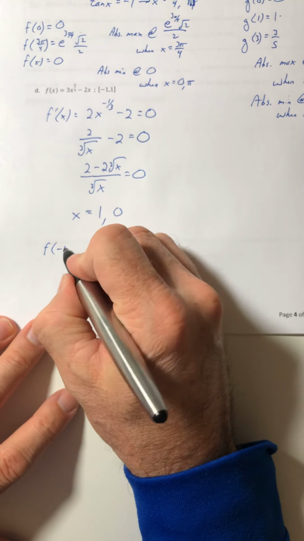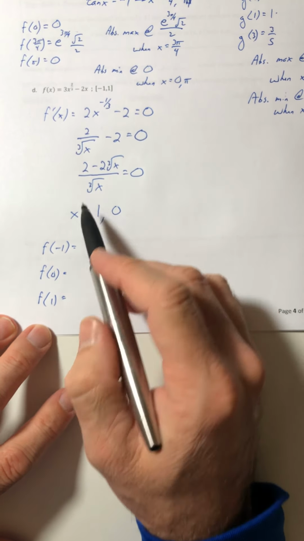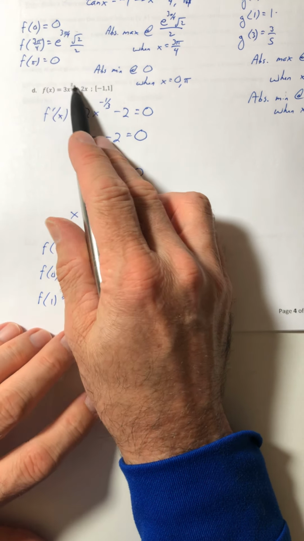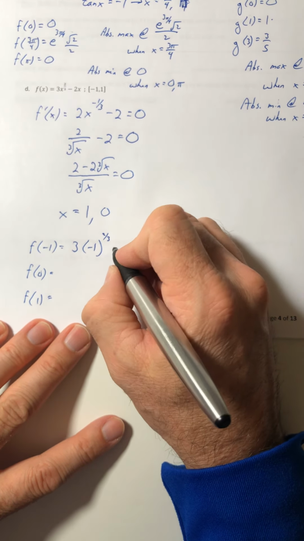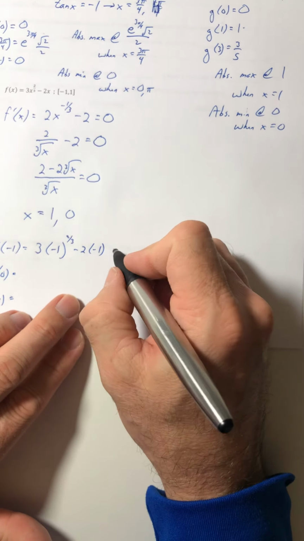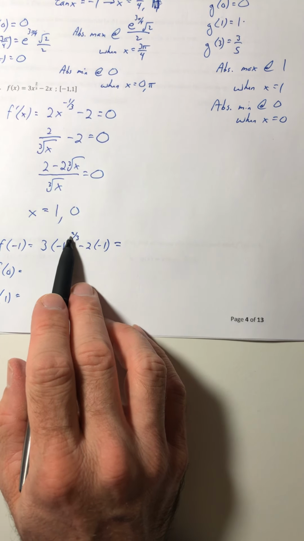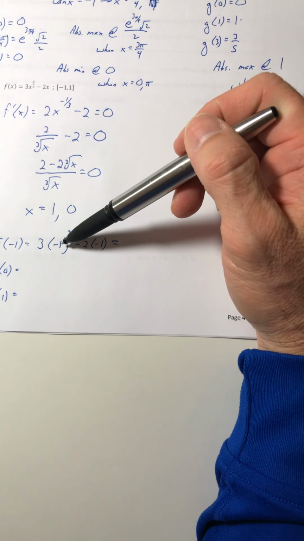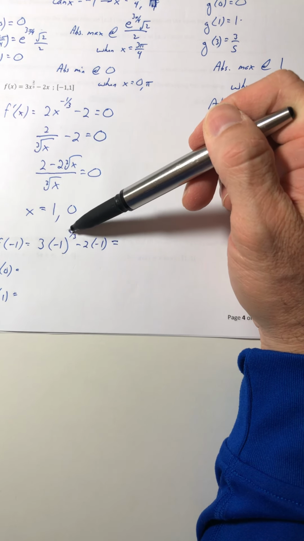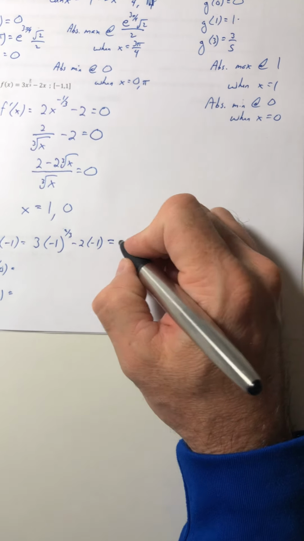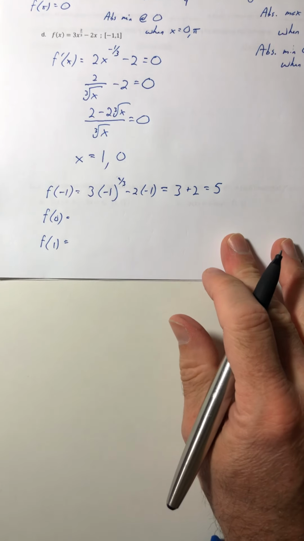Okay, so f of negative one, f of 0, and f of positive 1. Okay, so going back to, again, the original function, plug in the negative 1. So this is what it's going to look like. So now it's like, oh gosh, how do we deal with that? Well, remember the denominator tells you what the radical is, and the numerator tells you the exponent. So if you apply the exponent first, negative one squared is one, cube root of one is still one. So the first term is three, plus two would give you five.